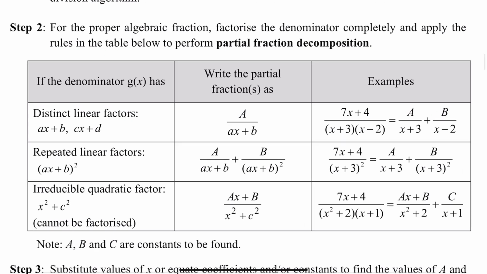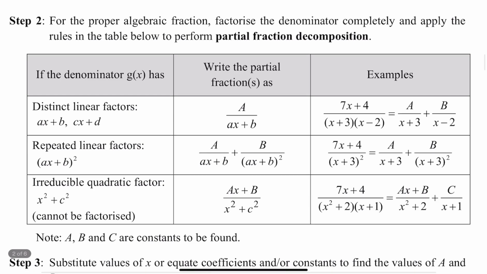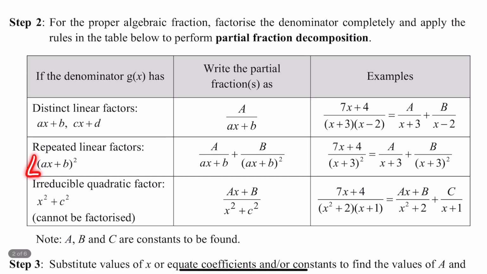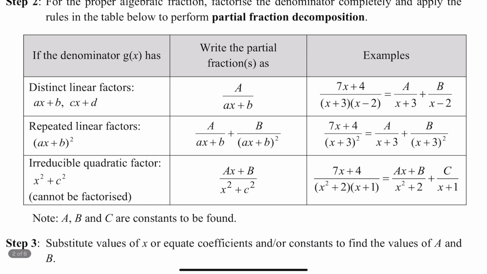If the denominator has a linear factor, linear meaning the power of x is 1, I can rewrite it as a partial fraction with the same linear denominator. If the denominator is a repeated linear factor, which means a linear factor squared, I can decompose that into A over ax plus b, as the linear factor, plus B over ax plus b squared. Please take note that A and B are just constants which we will need to find. We have to find out the values of A and B.